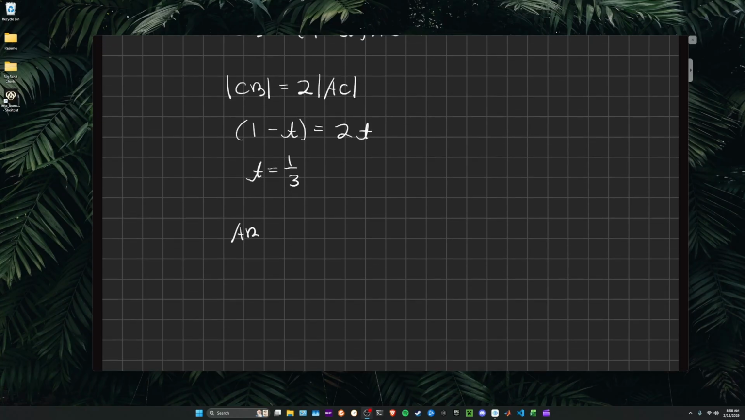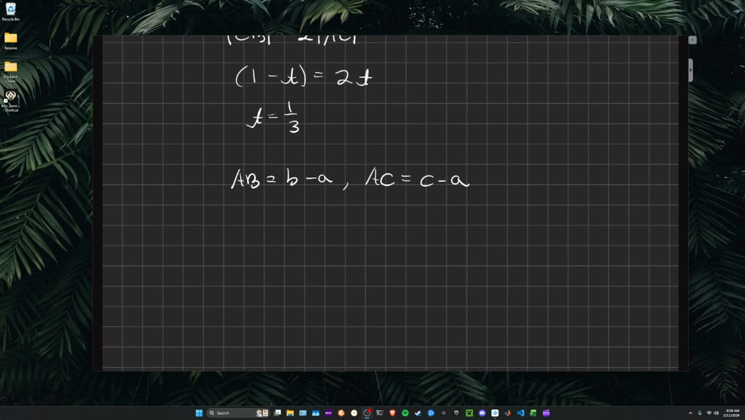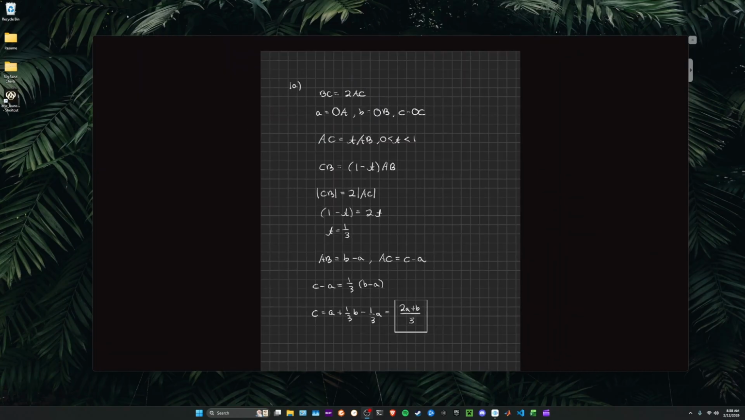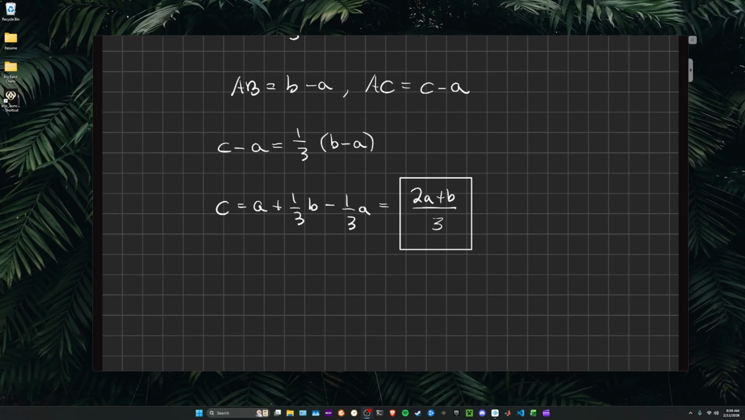So AB is the displacement B minus A. AC, again, is the displacement little c minus A. So little c minus A would be 1/3 of B minus A. So C is A plus 1/3 B minus 1/3 A, which would be 2A plus B over 3, which is the expression this problem is asking us to show, that those segments can be expressed by this vector equation, 2A plus B over 3.